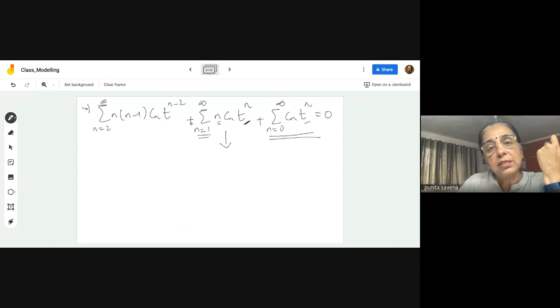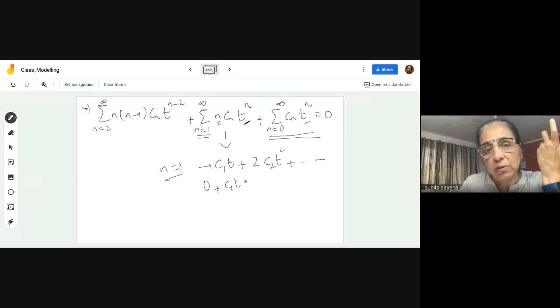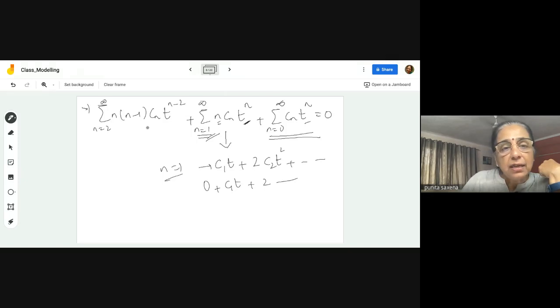So when you are starting summation from n equal to 1, this is the rough work I'm doing. Look at the series, it is actually starting with c_1 t plus 2 c_2 t squared and so on. This series you get when you start n equal to 1. But what happens when you start from n equal to 0? The first term is 0, plus c_1 t and so on. So it does not make any difference. That means without changing the index, we can directly convert our summation to n equal to 0 to infinity. But in this case, it won't happen.